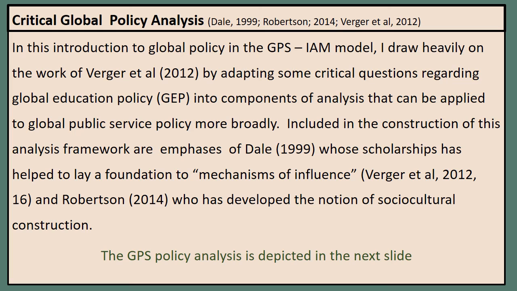So critical global policy analysis has been the work of other educational researchers. In this introduction to global policy and GPSIM model, I draw heavily on the work of Verger et al. By adopting some critical questions regarding global education policy into components of analysis that can be applied to global public service policy more broadly. Included in this construction of this analysis framework are emphases of Dale, whose scholarship has helped to lay a foundation to mechanisms of influence, and Robertson, who has developed the notion of sociocultural construction. The GPS analysis is depicted on the slide.